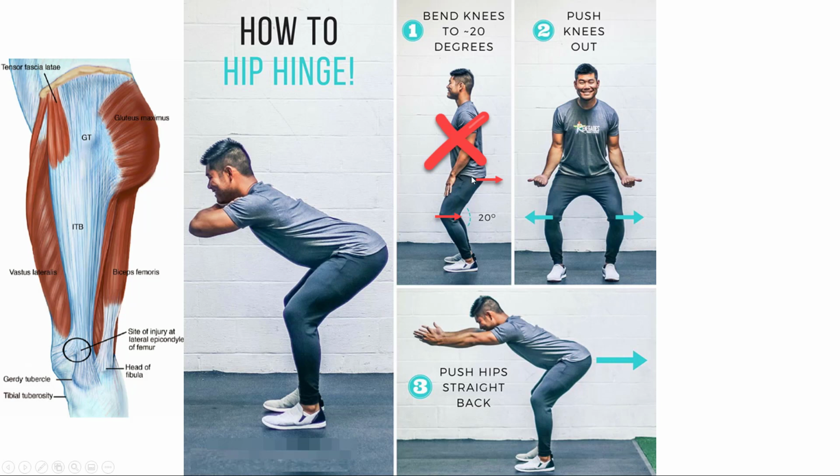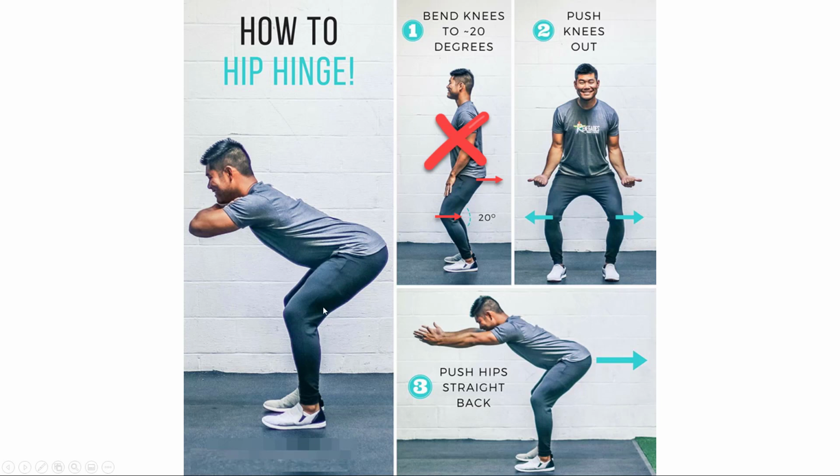So you don't want to do this, you want to do this. If you measure the angle there, that's 20 degrees. That's also 20 degrees, but what he did here in this position, he got 20 degrees of knee flexion by pushing his butt straight back, like here.